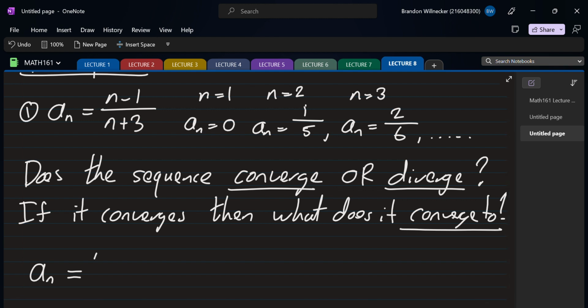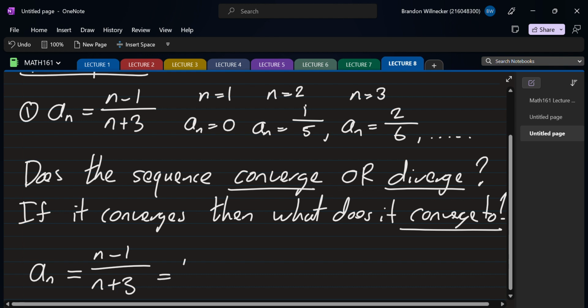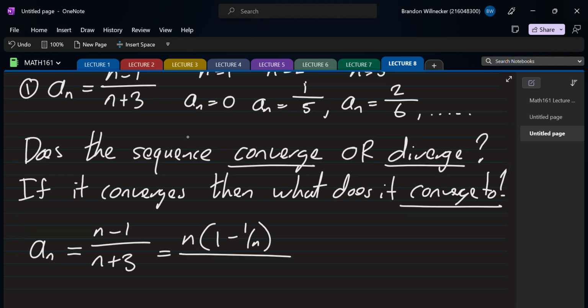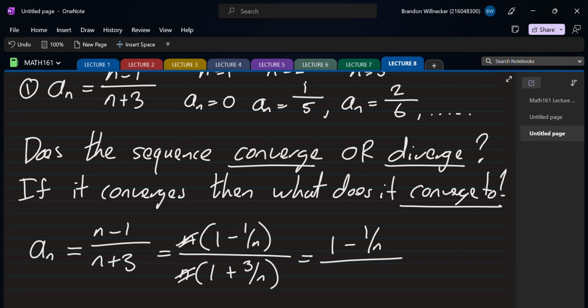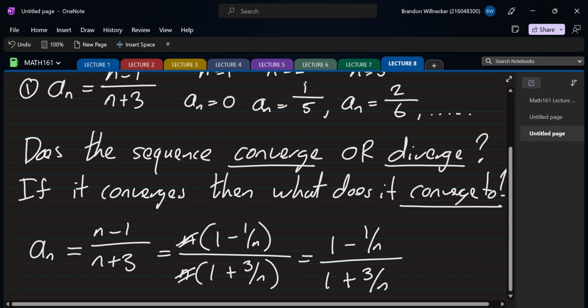So here, let's just rewrite it as n minus 1 over n plus 3. We can write this as n times 1 minus 1 over n, divided by n times 1 plus 3 over n. Okay, so in the top and in the bottom, I just factored out an n. So if you multiply in the top and in the bottom, you'll see we get back to the original. But here, we can get rid of this n, and we can get rid of the other n, and we're left with 1 minus 1 over n over 1 plus 3 over n.